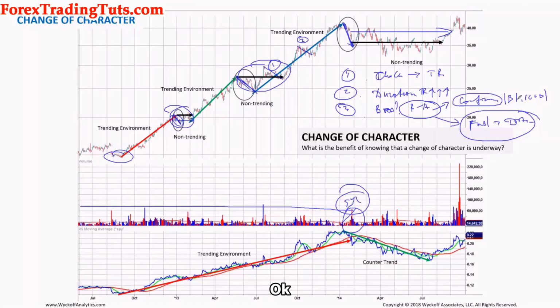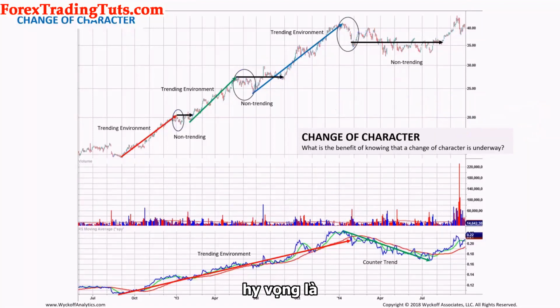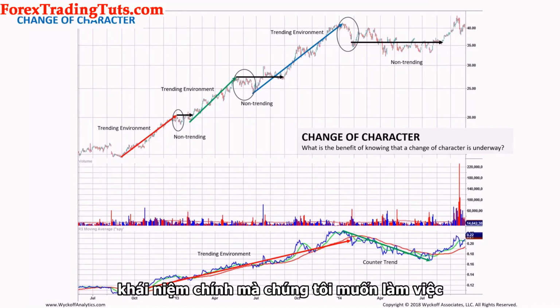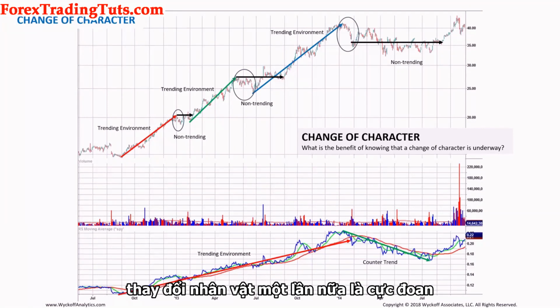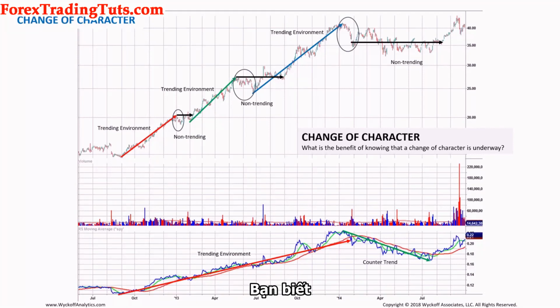Okay. Hopefully this is simple and understandable in terms of the first major concept that we want to work with. Change of character, again, is an extremely important concept, and that's why I'm teaching this concept first. I did not even talk about, let's say, accumulation or distribution in general.